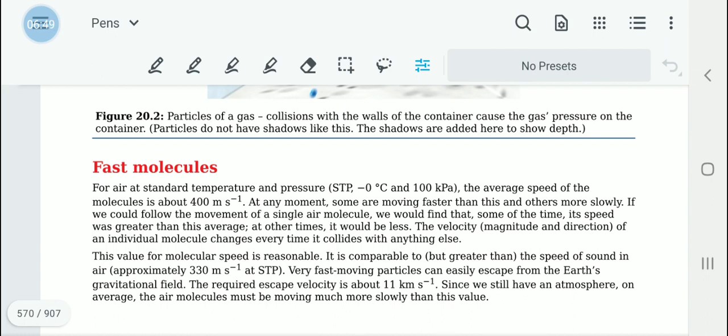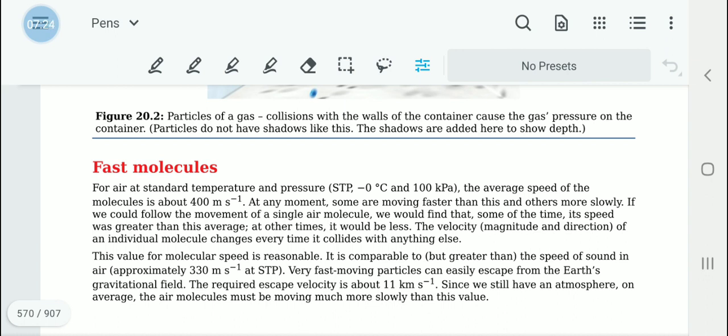The reason why sound can travel 330 meters per second at STP is because these particles are moving at very high speed. Now, for example, if a person is 100 meters away and I shout, he will hear me, but not because of the power of air coming out of my mouth. These particles have the ability of colliding, and they have a natural speed of 400 meters per second.